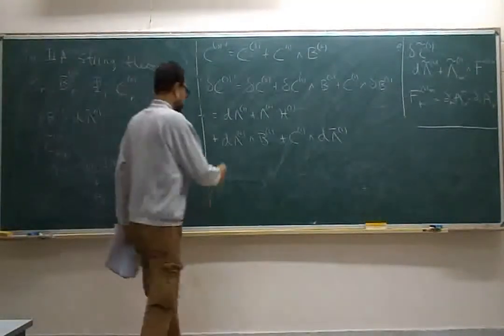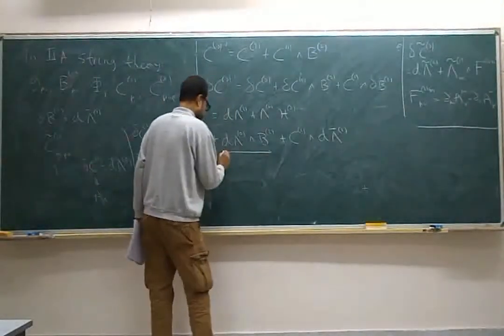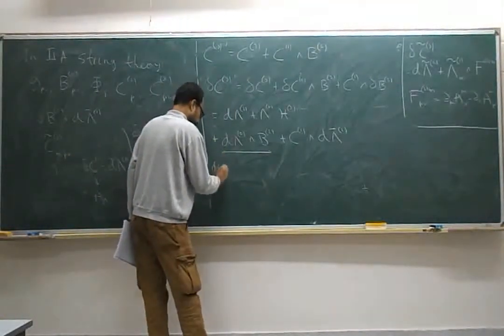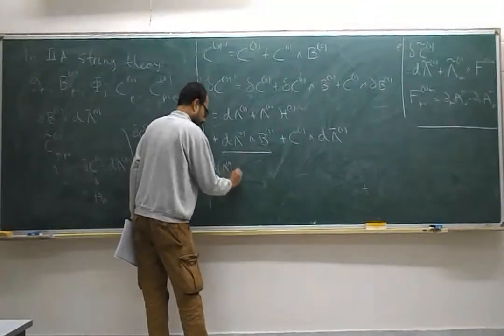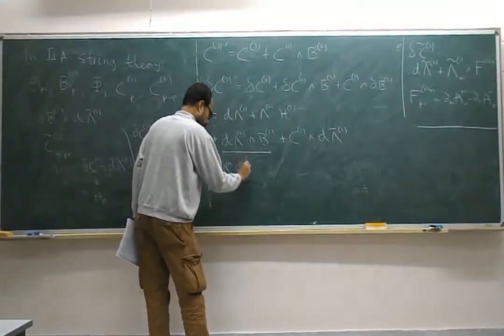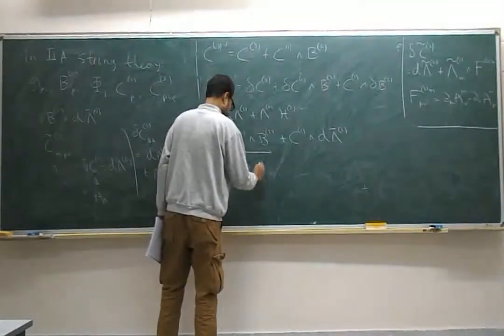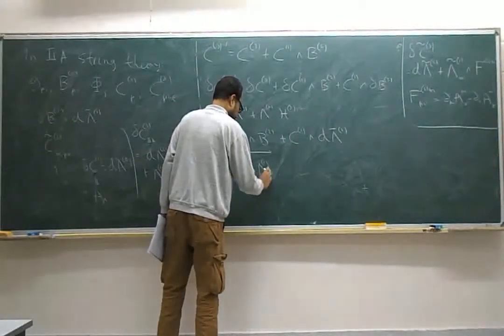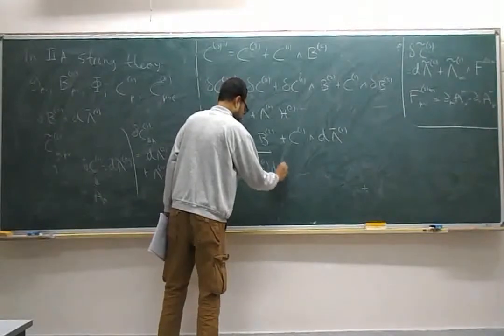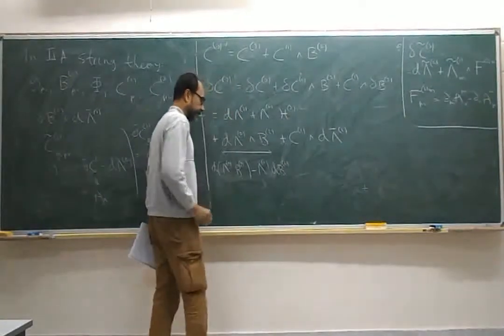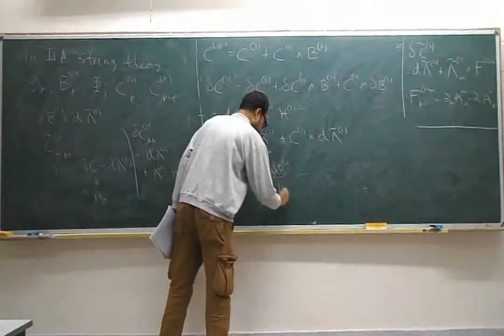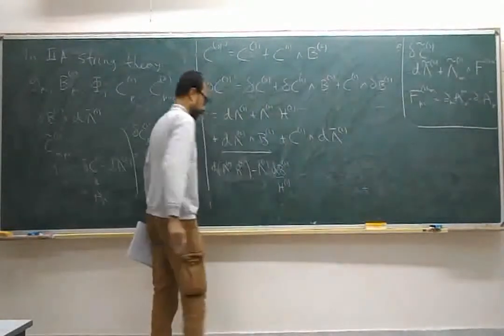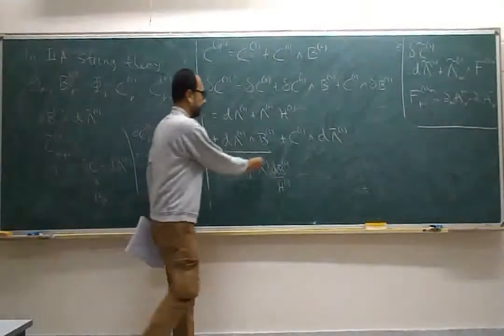Now this we can write as d of lambda 0 b2 minus lambda 0 times db2. The Weiss product is not relevant because this is after all a 0 form, right? d0 b2 is nothing but h3. So this cancels this.